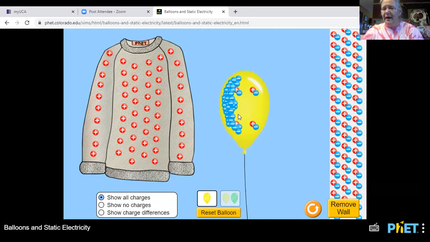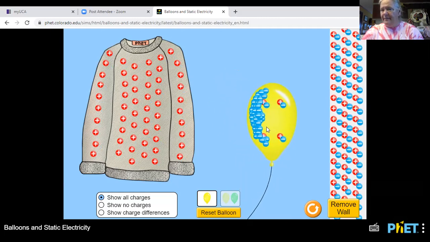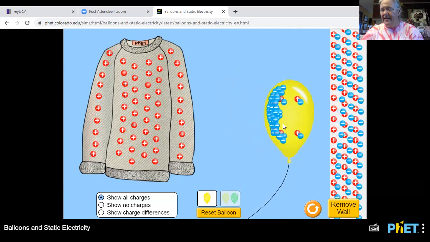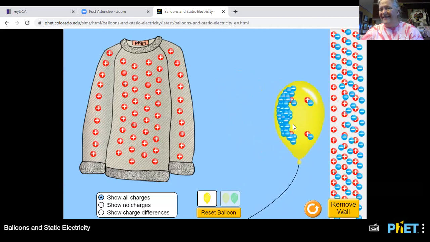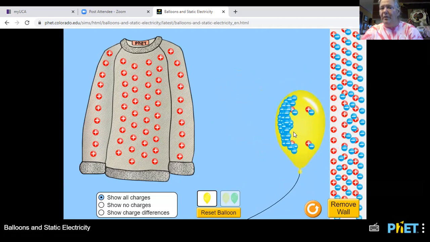Now, watch what happens when I bring the balloon over to the wall. The wall is neutral, but as I bring the balloon over, those negatives in the wall are going to try to repel from the extra negatives on the balloon. Like charges repel. So negatives will repel negatives, positives will repel positives, okay? The negative charges are not leaving, so technically the wall is still neutral, but it creates the effect of a little positive patch of charge there.